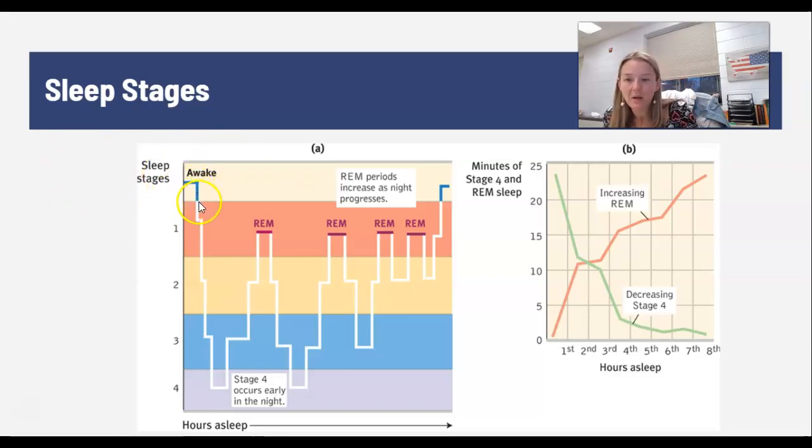So we are awake. And this is a graph that is dividing stages 3 and 4, but we are now keeping those two things together. As you cycle through the night, you're sleeping a little bit less deep, and we see that this REM process increases. This graph is showing you that as well. So REM sleep increases throughout the night, and your deep sleep decreases throughout the night. This is an old graphic, so it says stage 4, but remember, we combine stage 3 and 4 in modern research.